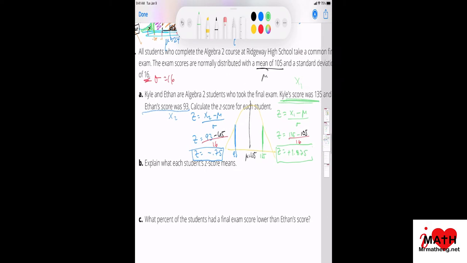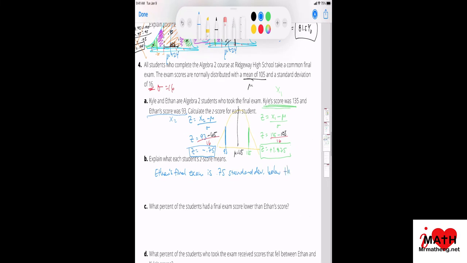Okay, what do we know about Ethan's final exam? What does that number mean? It is 0.75 standard deviations below the mean. Not too great. The mean, another way of saying it, is just average. You're below average in that case.